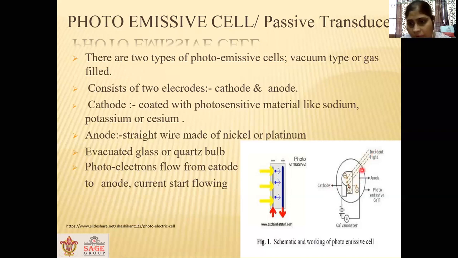Similarly here also, when light falls on the cathode, the photoemissive material coated on the cathode emits electrons, and the free electrons start moving towards the anode. Since the anode is connected to the positive potential, electrons are attracted towards this side. This flow of electrons constitutes current. So in this manner, current starts flowing in the photoemissive cell.